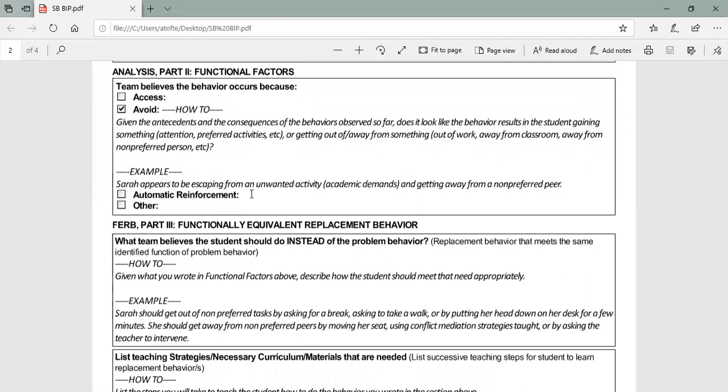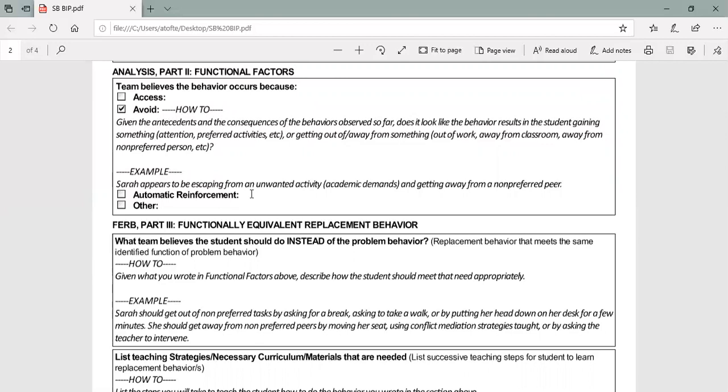It means there's no external behavior. We've looked at the antecedents and the consequences. We're not seeing any pattern. This behavior happens whether the kid's alone or in a group. It happens whether they're in academic time or recess. It happens whether they have food in front of them or not, right? So if you see no pattern emerging, it's an indication that this behavior might just be a lot of fun for this kid. So that's when you check automatic.